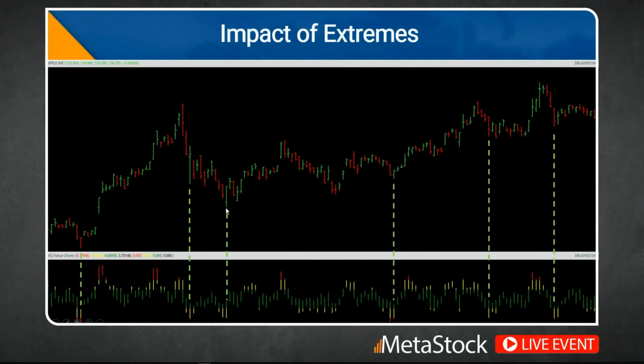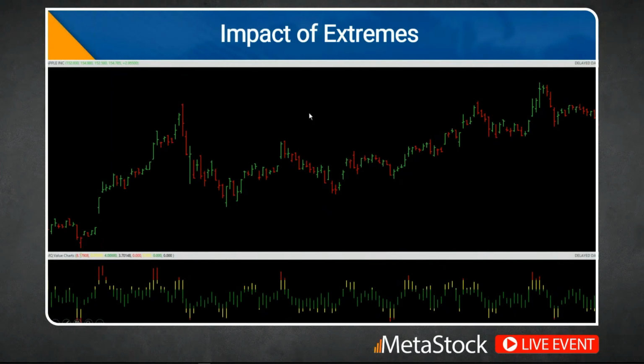Then we come down and actually reverse here. Okay, the next one was here. We actually pulled back in reverse, went back up. Here we pulled down, kind of went sideways and then up. And here we went down and reversed back up. And you can see how value extremes are affecting price.